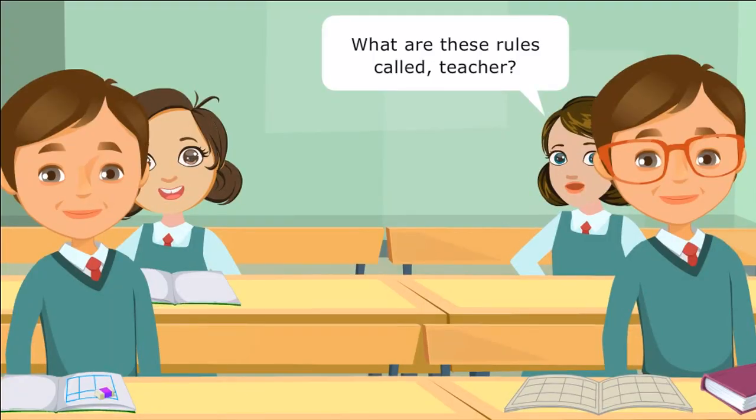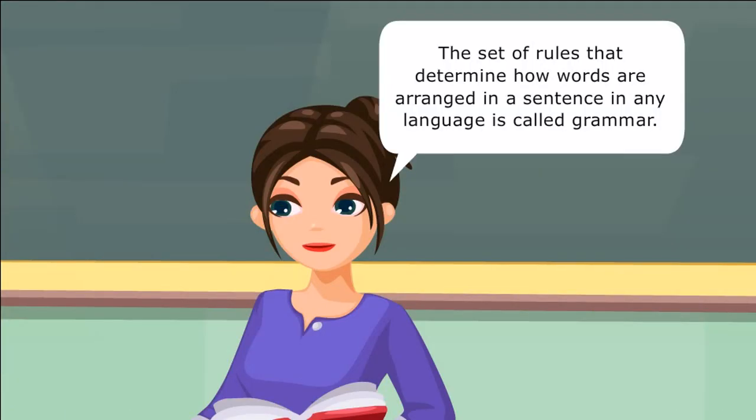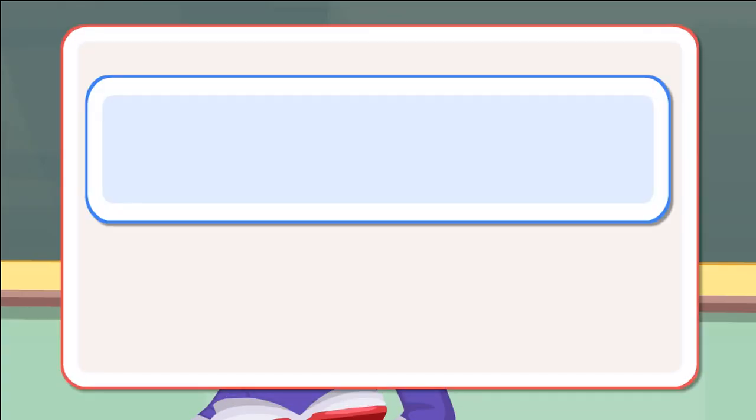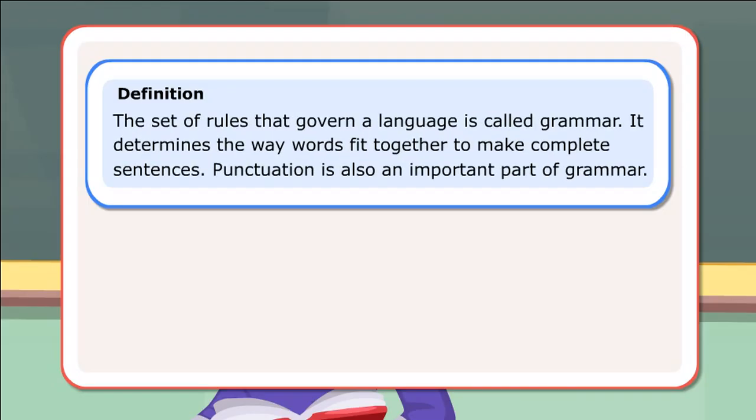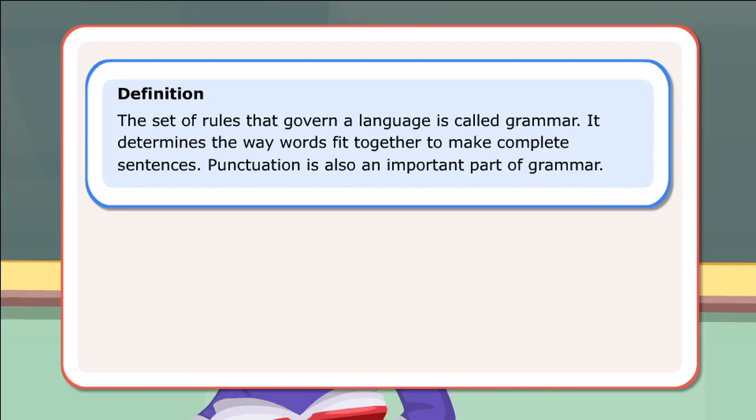What are these rules called, teacher? The set of rules that determine how words are arranged in a sentence in any language is called grammar. Definition: the set of rules that govern a language is called grammar. It determines the way words fit together to make complete sentences. Punctuation is also an important part of grammar. Let us look at some rules of grammar.